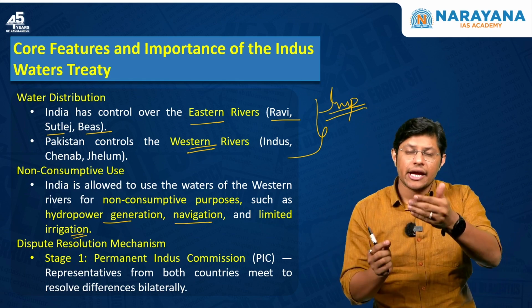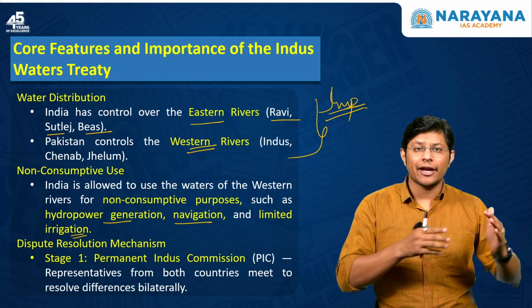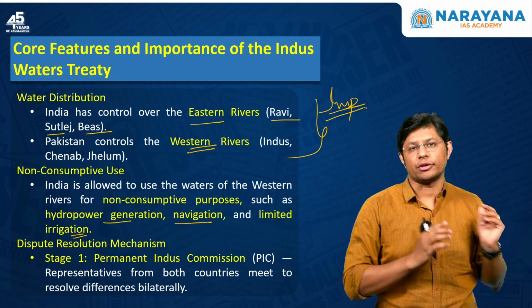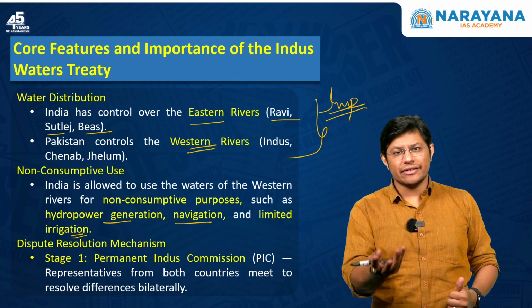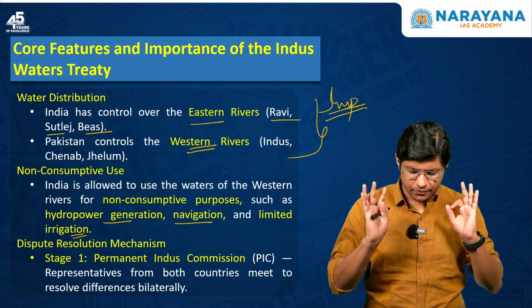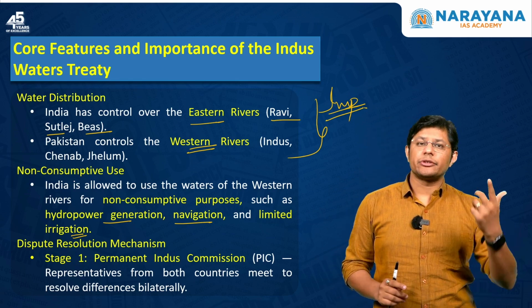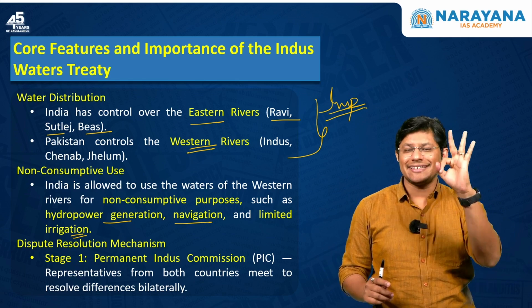Non-consumptive purpose, that is, India can utilize the flow of the water, but India cannot obstruct the flow of the water of the western rivers. Eastern rivers, India can do anything it wants. And in case a dispute arises between both the nations, there are three stages to resolve it.